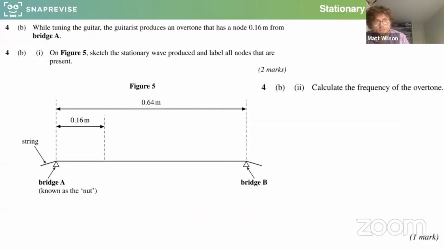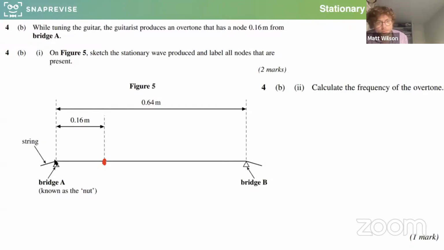So is this continued? I think it is continued, yeah. While tuning the guitar, the guitarist produces an overtone. There's that word, overtone. Here they're just using overtone to literally mean a harmonic that is not the fundamental. An overtone that has a node 0.16 meters from bridge A. They've drawn it here, so let's actually draw the node already. Make sure we're digesting the question. Figure 5: sketch the stationary wave produced and label all nodes that are present. There are actually many answers to this, but there's one that they're clearly aiming for. I'll do that, and then I'll mention why this question is a little bit ambiguous at the end.